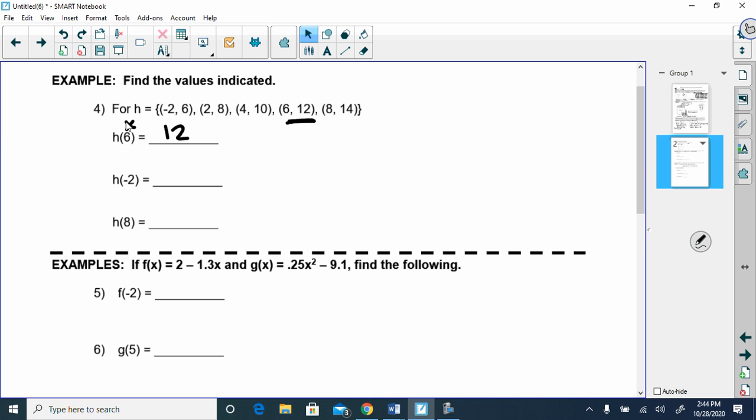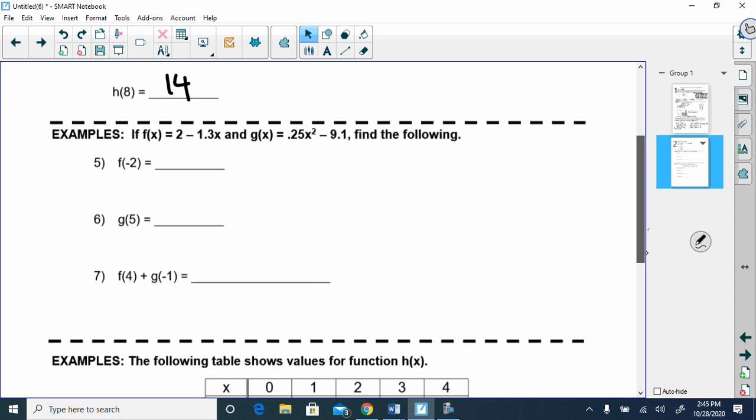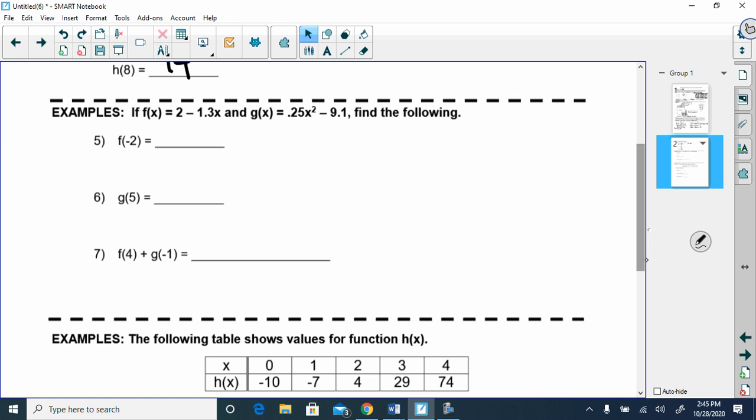Okay. This one says when x is negative 2, that would be, right, that first parenthesis, y is 6. And for h of 8, y is, very good. So if you plug in your x, what do you get for y? It's what all these are asking. Okay? All right.